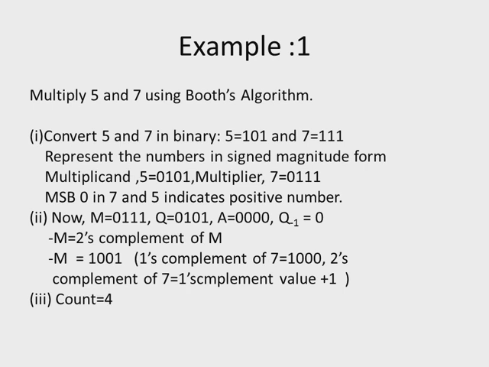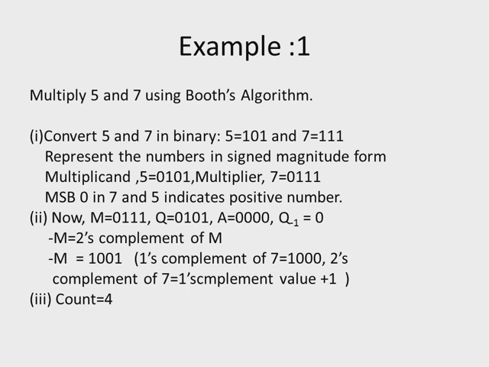For representing the numbers in signed magnitude form, here the MSB bit is taken for reference. MSB equal to 0, the number is a positive number. MSB equal to 1, the number is a negative number. In this case, 5 and 7 are positive numbers, so MSB bits are taken as 0 in signed magnitude representation.